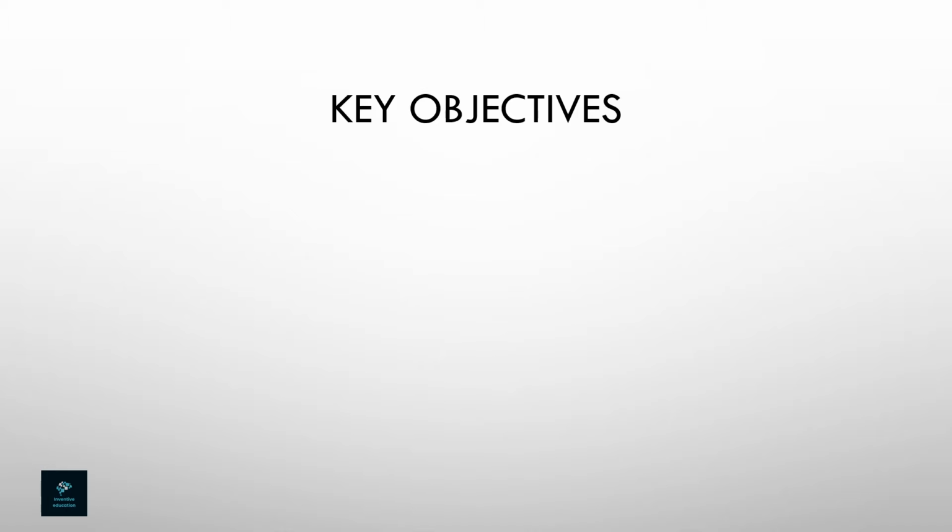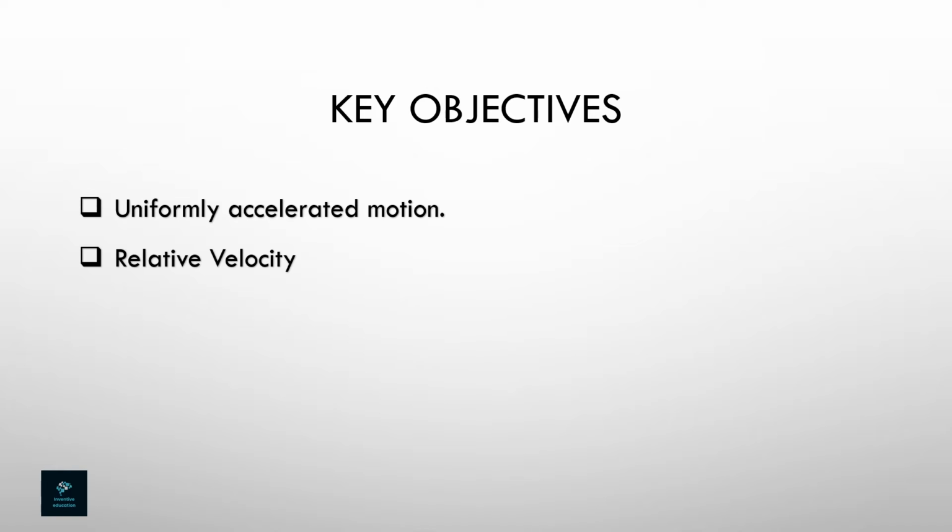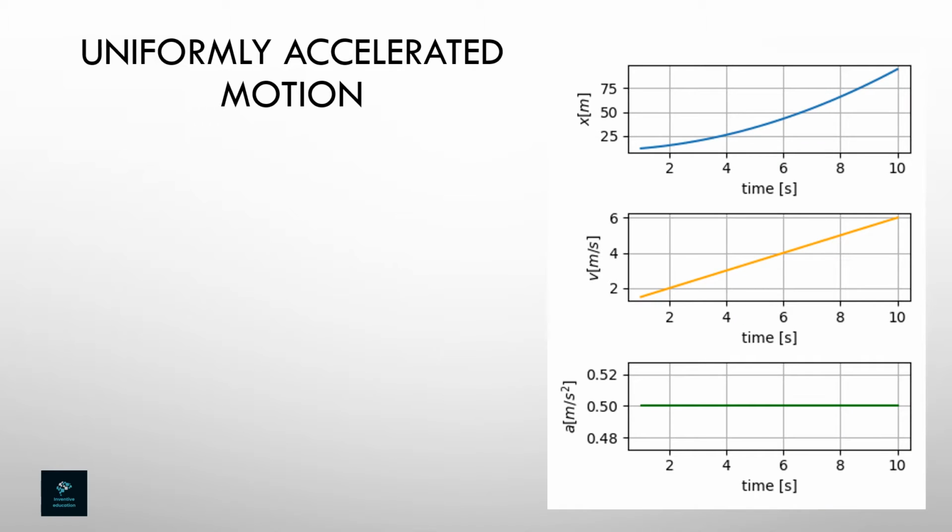The key objectives of this lecture are to learn about the special case of accelerated motion, that is uniformly accelerated motion, and to learn about the relative velocity between two objects. The first topic for today is uniformly accelerated motion, which is a special case of accelerated motion. In uniformly accelerated motion, acceleration is constant with respect to time. Since acceleration is the derivative of velocity with respect to time, the velocity varies linearly, and since velocity is the derivative of position with respect to time, position changes quadratically with respect to time.